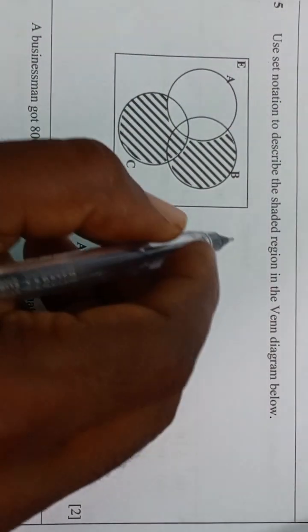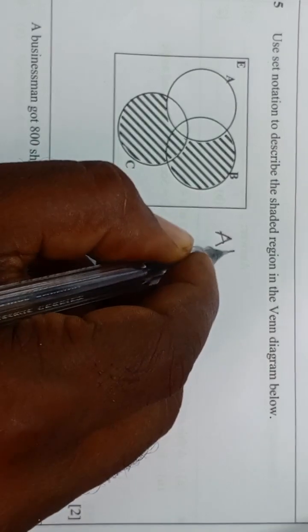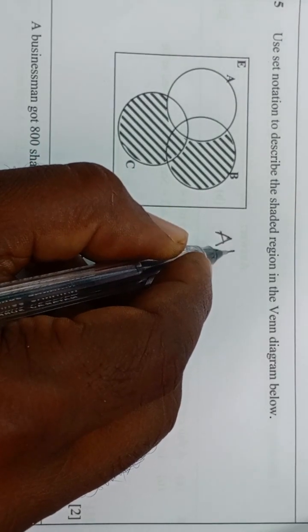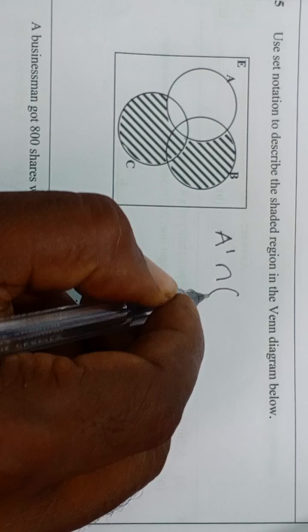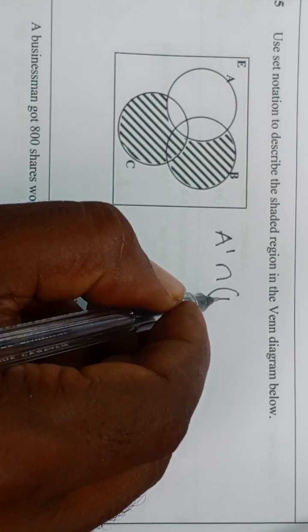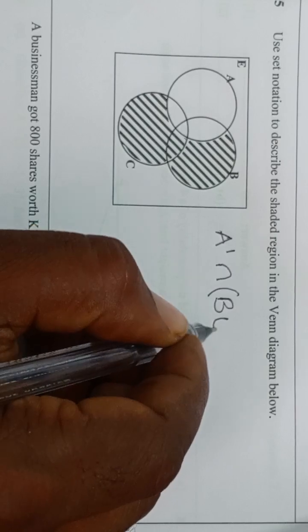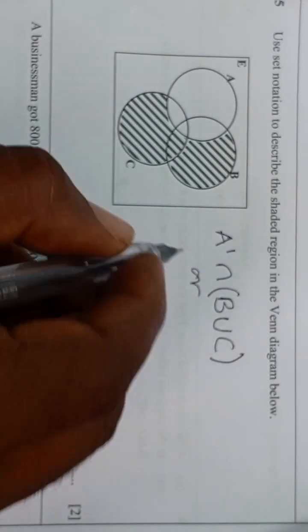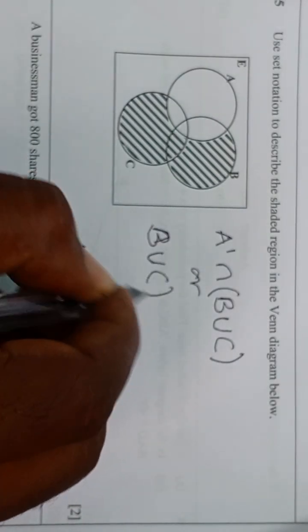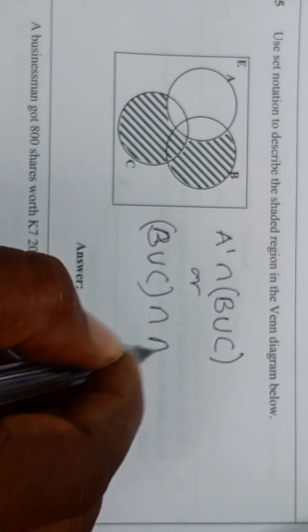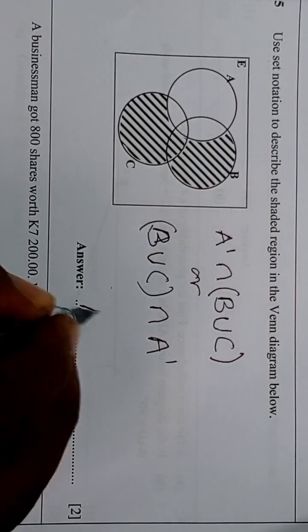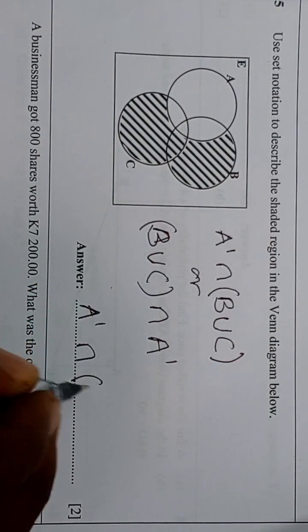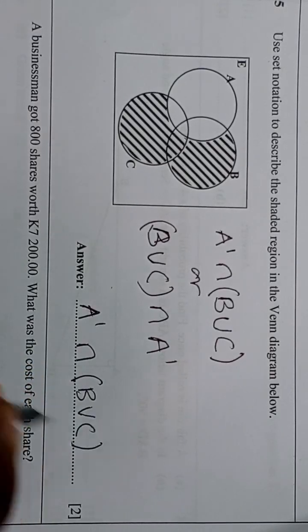So there I will say A complement. We are describing the shaded region. So it is A complement intersection. The shaded region, these are elements that are in B and C. So there we introduce the union. If you want, you can say B union C intersection A complement. It is just the same. So that is the answer. So A complement intersection B union C.